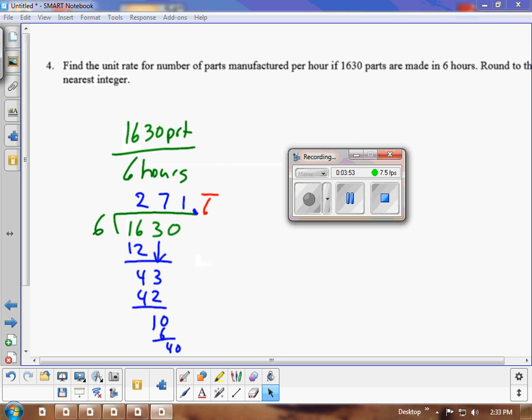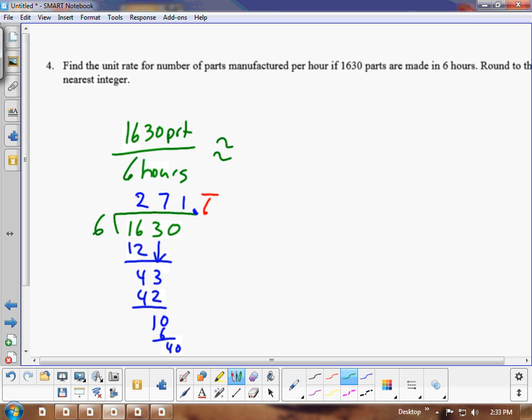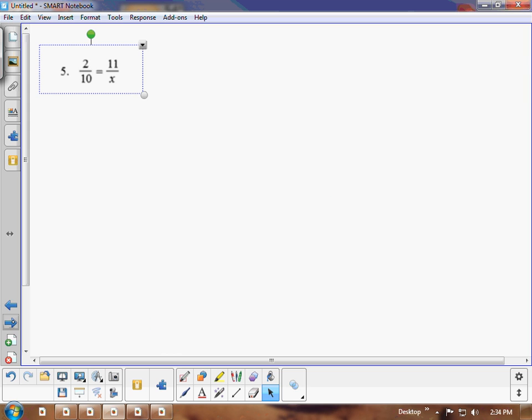Okay, when you do that division, you're going to get 271.6. So it's approximately 271 parts per hour. I believe the one on the quiz tomorrow comes out evenly. Okay, moving on to question number 5.